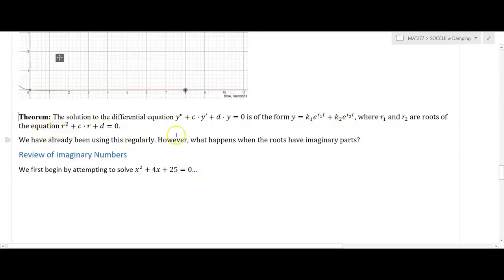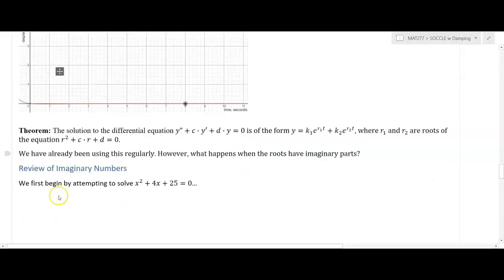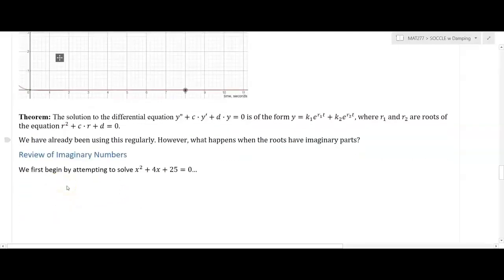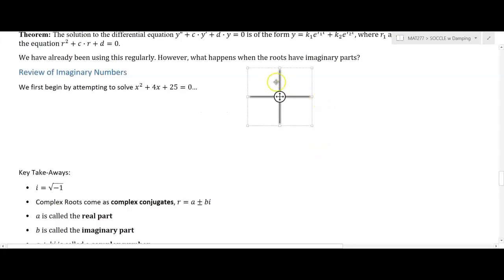So we have already been using this regularly. However, what happens when the roots have imaginary parts? Anytime you solve a quadratic, sometimes your parabola does not have any real roots. So we've observed situations in our past where you could have two roots, like this and like this, or it could be going downwards.